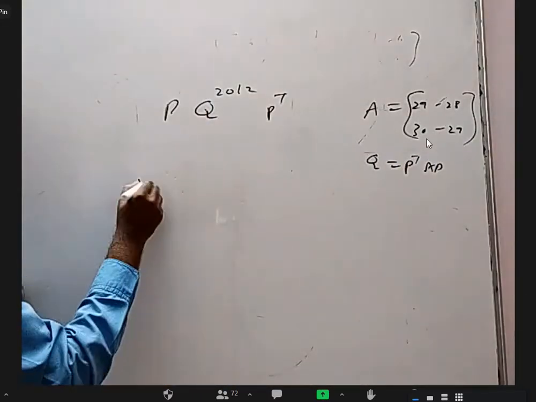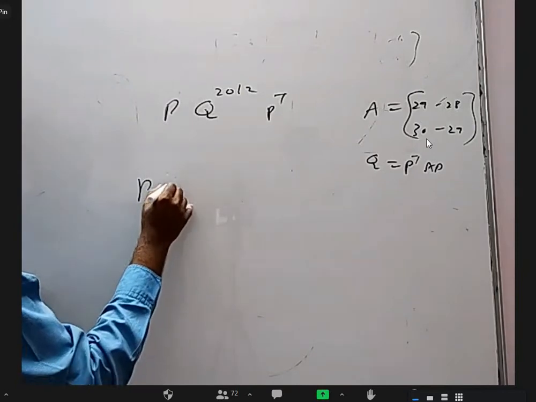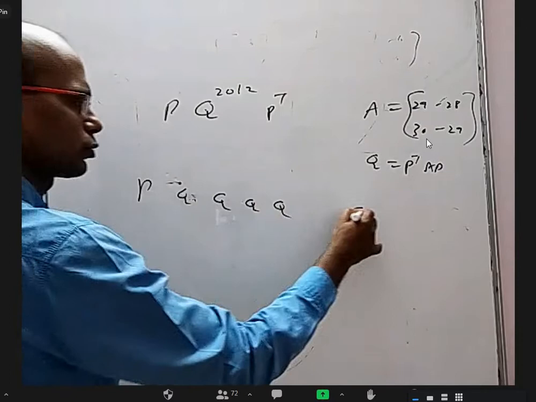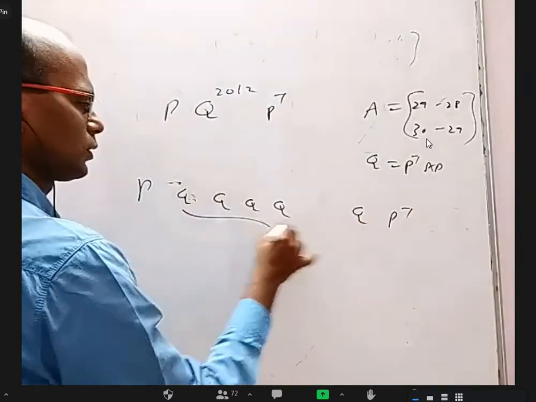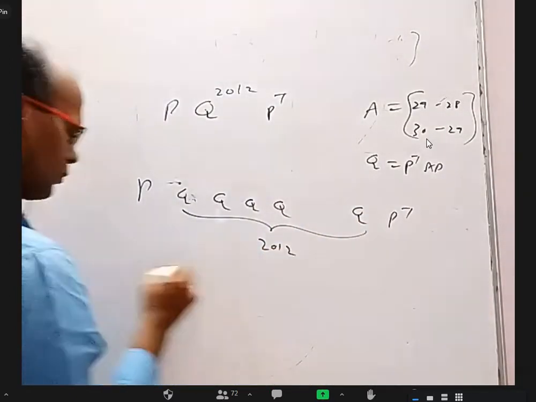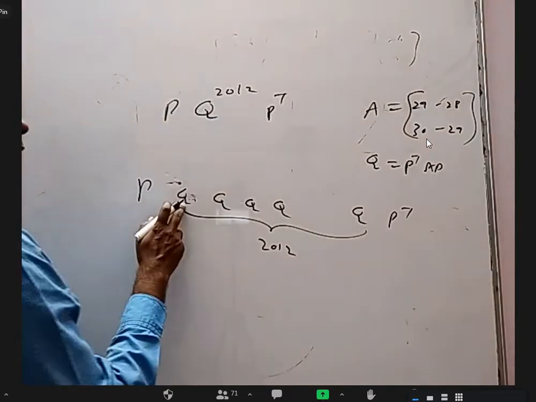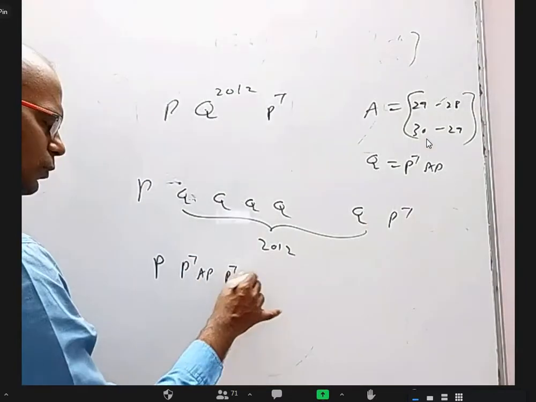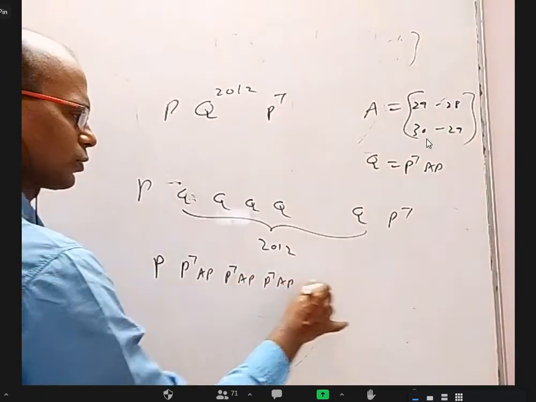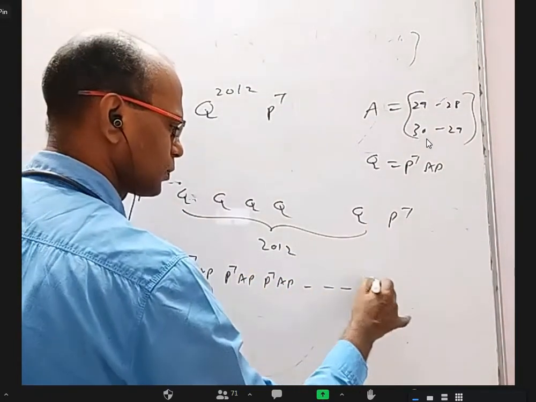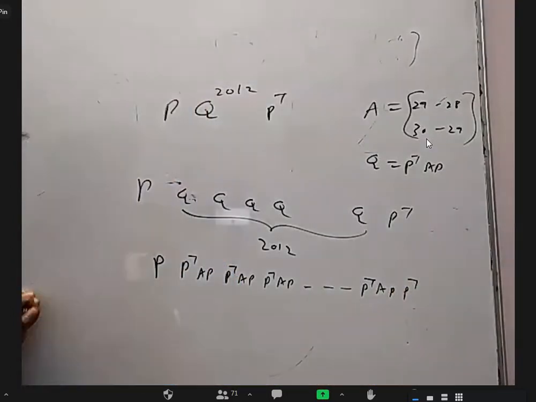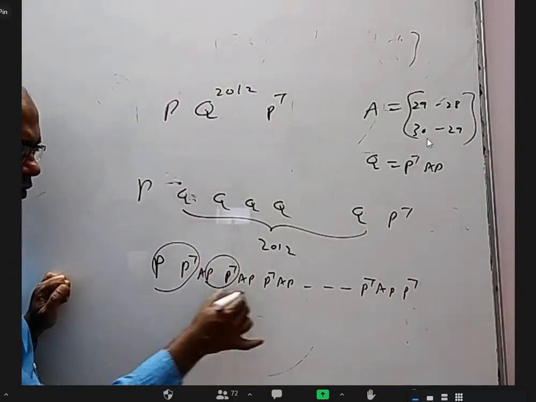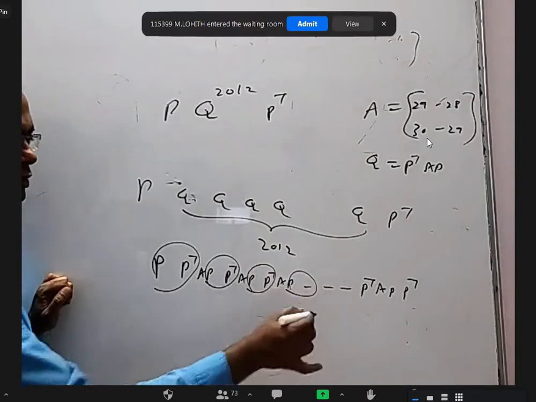So take this Q for 2012, you can write P, then Q, Q, Q, Q, and P transpose. This I will write 2012 times. Q, you can write P transpose AP, again P transpose AP, again P transpose AP, again P transpose AP, P transpose. Okay. This is an identity matrix. This is also an identity matrix. This is also an identity matrix.